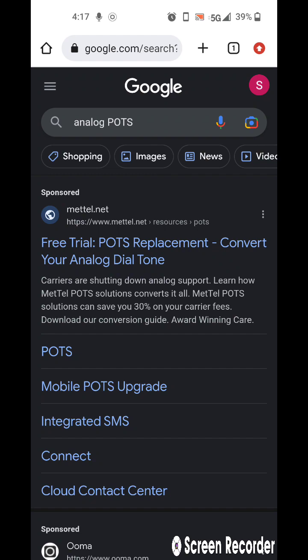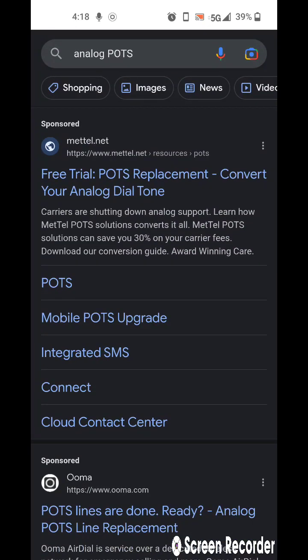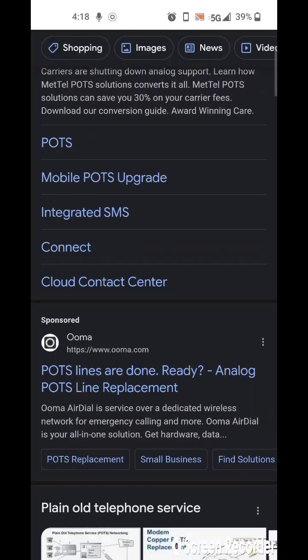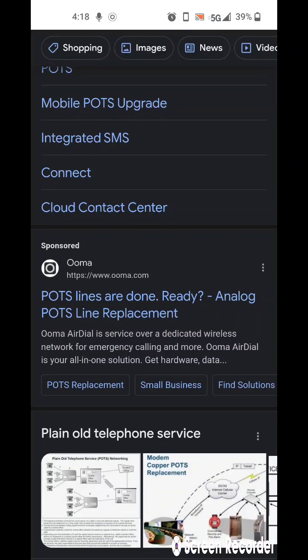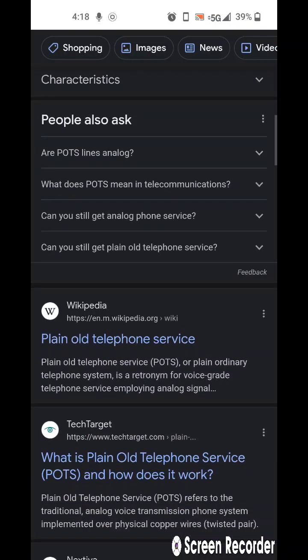I'm not sure if, but what I will show you is that, so let me just scroll down. So here's Metel.net. You guys already seen me installing that, and you see free trial, POTS replacement, convert your analog dial tone. POTS lines are done. Ready? Analog POTS line replacement. Okay, we'll keep going down.